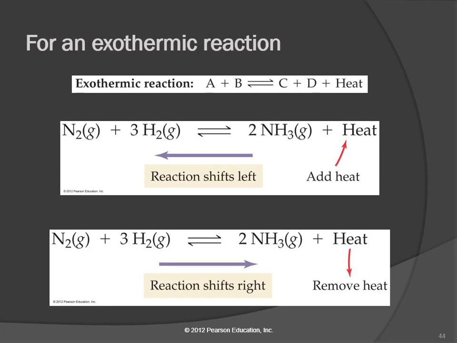Okay, so I kind of already did this, but here's a specific example. An exothermic reaction. We add heat, reaction shifts to the left. We take heat away, reaction shifts to the right. So you remember what happens with reactants and products when you're increasing concentration or decreasing concentration. You just write heat in as a reactant or a product, depending on whether it's an exothermic or endothermic reaction. Then you use exactly the same thought process to decide which direction the equilibrium will shift.